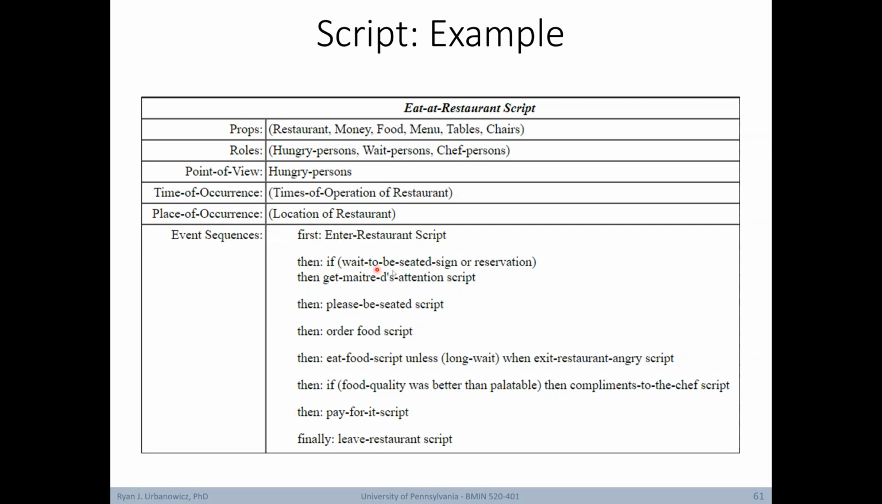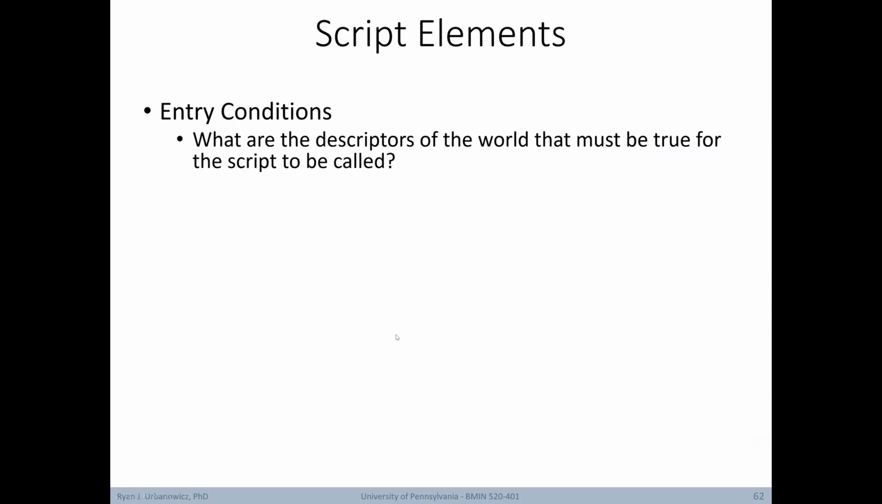As we go through these events, we can see that other scripts can be called, each with their own sequence of events and properties. For example, first apply the enter restaurant script. Then, if wait to be seated sign or reservation, continue on with the rest of the script, otherwise stop. Then get the maitre d's attention script, then please be seated script, then order food script, and so on and so forth. Let's quickly review the elements of a script, starting with entry conditions.